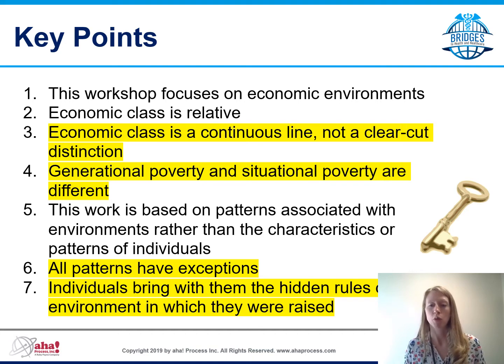Generational poverty refers to multiple generations of family lineage that have lived in poverty for most, if not all, of their lives. These individuals may be deeply rooted in poverty, may be very uncomfortable or unaware of the hidden rules of any other economic class. They may not have many people in their social support system that are from a different economic class.